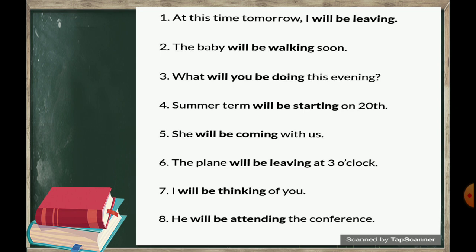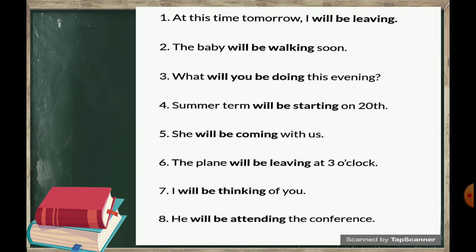Okay. See the next question. She will be coming with us. So what is the verb here? Will be coming. So if you want to make it negative, she will not be coming. Of course, correct. Now see the next thing. The plane will be leaving at 3 o'clock. So what is the verb here? Will be leaving. If you want to construct this in WH form, when will the plane be leaving?